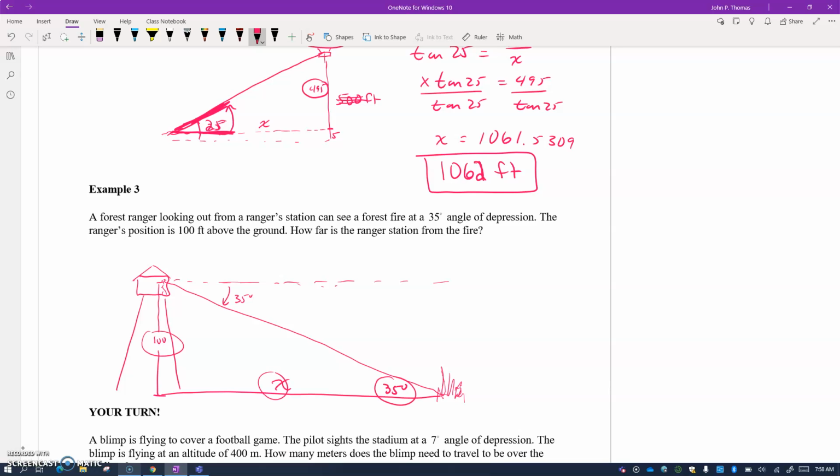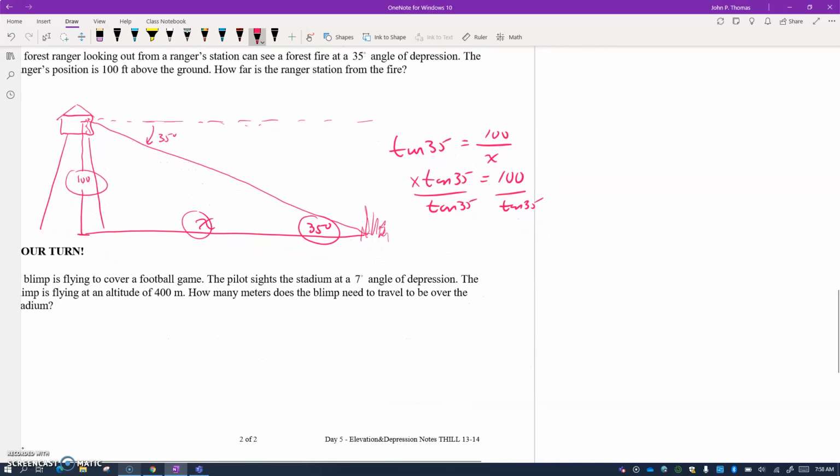So from the 35, once I've moved down here, it's a little easier for me to see. I've got opposite and adjacent, so tan 35 equals 100 over x. Kick the x over: x tan 35 equals 100. We'll divide by tan 35, so I've got 100 divided by tan 35, which would give us 142.8148.